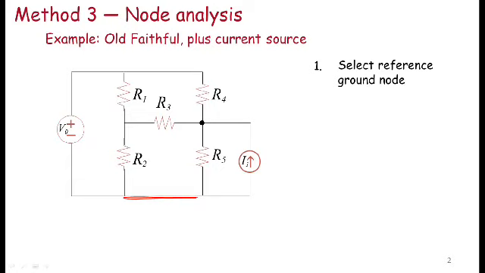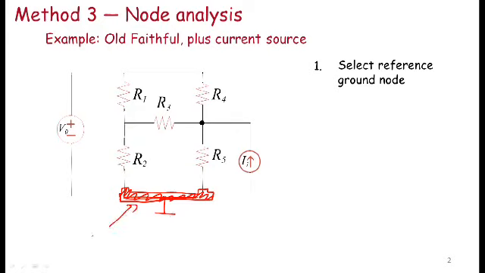A second thing you can look at is look for a node that has many of the sources connected to it. And in this case, it does happen that the same node has the voltage source also connected to it with one terminal. So let me go ahead and pick that as my ground node. Okay, so let me go ahead and mark that as my ground node. This will be my ground, and I mark it with my ground terminal. Okay, so this is step 1.